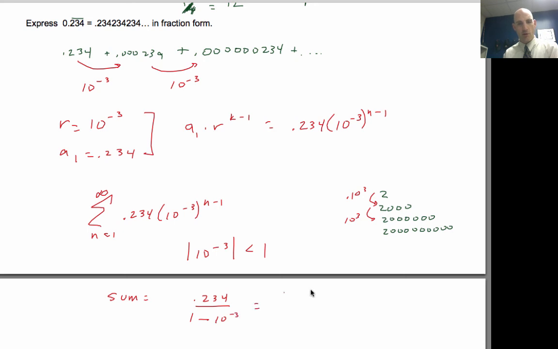Well, really that's 0.234 over 0.999. Can't put a fraction over a fraction, but I can make that 234 over 999. And when I reduce that, I'm going to get down to 26 over 111. How did I do that? I wrote my whole 0.234 repeating decimal as a sum. What you're going to see is repeating decimals are going to yield fractions. They're going to be possible, but you just have to be able to write it as an infinite sum.